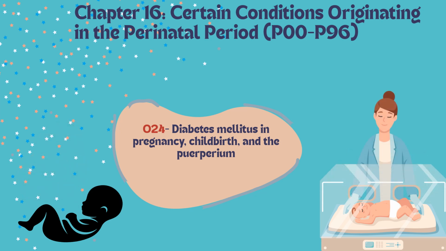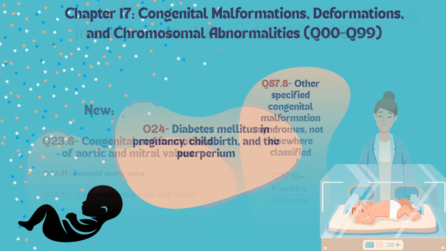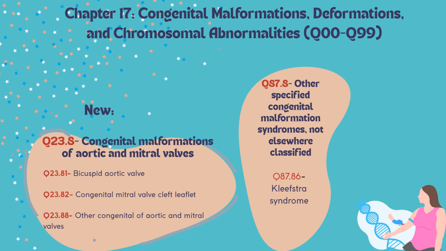Chapter 16. There is the addition of 1 Excludes1 note under P72 other transitory neonatal endocrine disorders. In this chapter, there are 3 new codes for congenital malformations of aortic and mitral valves, Q23.81 through Q23.82, Q23.88, and 1 new code for Kleefstra syndrome, Q87.86.